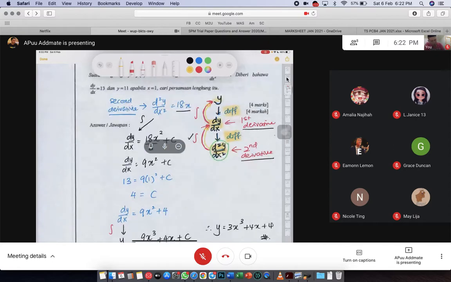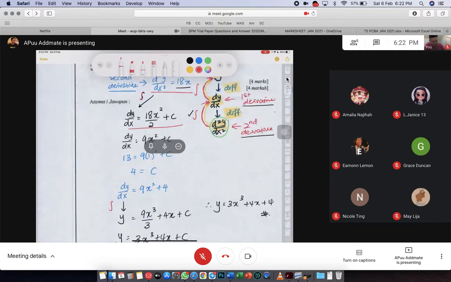So, now d square y over dx square. Let us look at this one. You have this part. D square y over dx square equals to 18x. So, now what you do is that you integrate benda tu. Dapatlah dy dx, 18x square over 2 plus c. Then, this one is just some simplifying. 2 and 18 boleh potong. Dapatlah 9x square plus c. Alright. Remember belakang tu mesti tambah c.